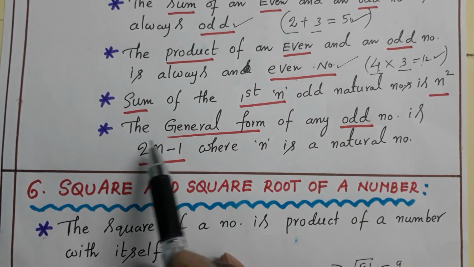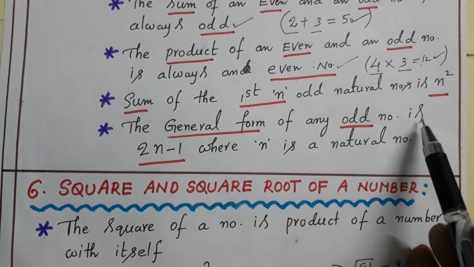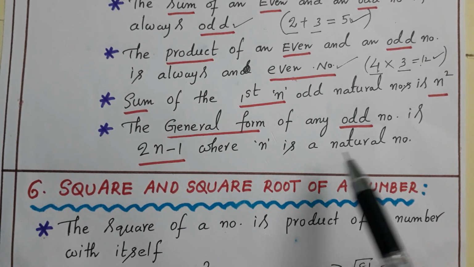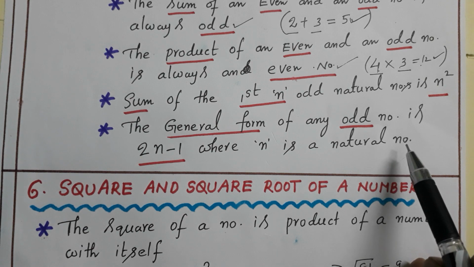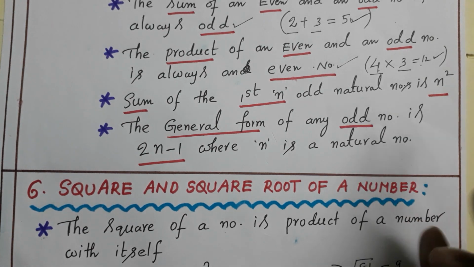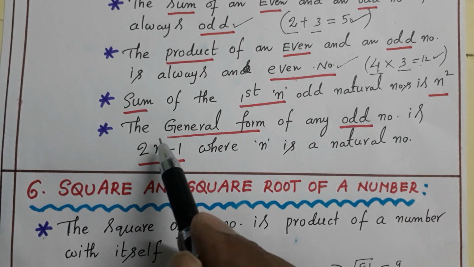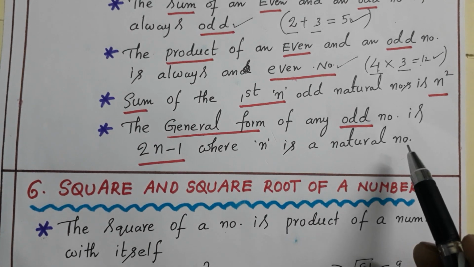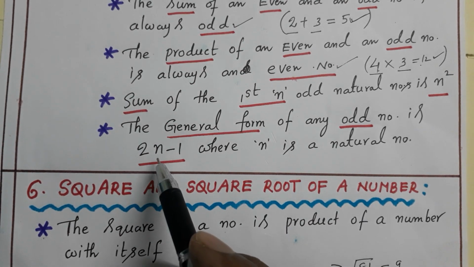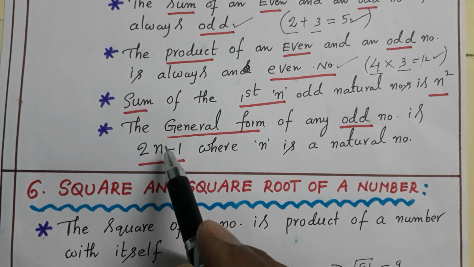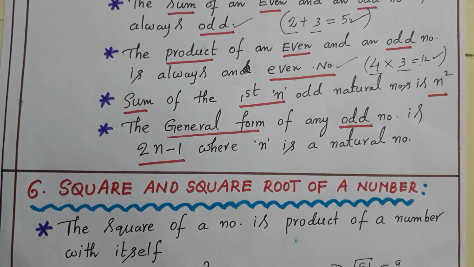And next, the general form of any odd number is 2n minus 1, where n is a natural number. That means every odd number is in the form of 2n minus 1, where n is a natural number. That means if you give any natural number for n, this 2n minus 1 becomes an odd number.